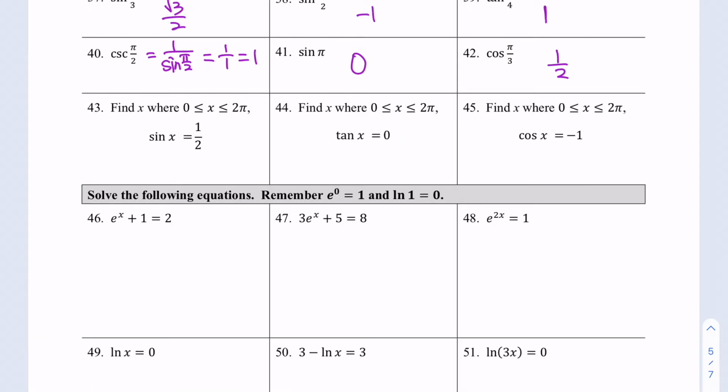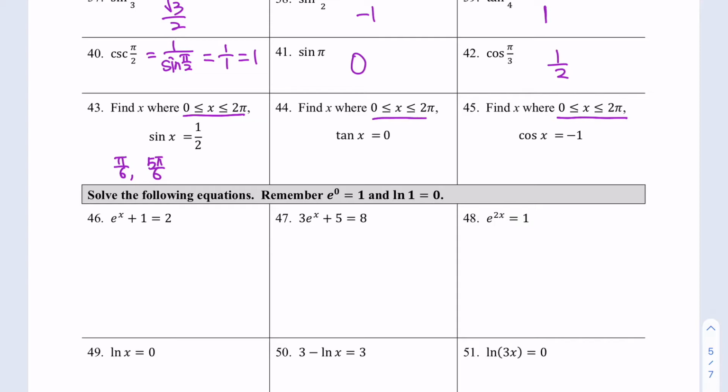Sine pi equals 0. Cosine pi/3, 1/2. From 43 to 45 are basic trig equations. So from 0 to 2 pi, given an equation, what's the special value? Sine of x equals 1/2. Sine of what gives us 1/2? As we know, sine is 30 degrees, in radians pi over 6 and 5 pi over 6.